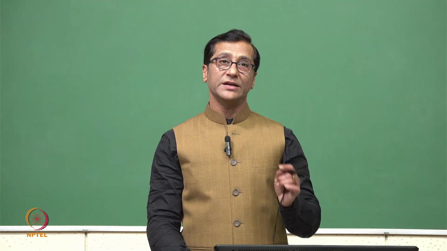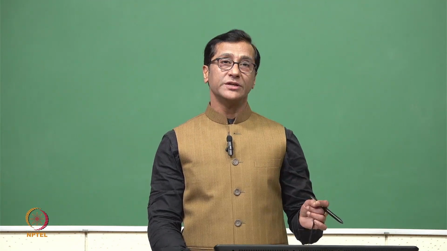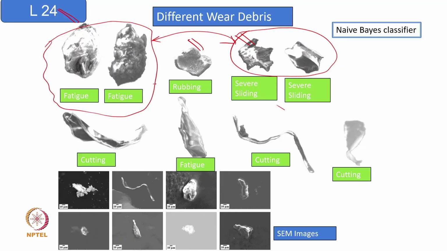That means after a lot of sliding, it comes out as a fatigue particle, which will have some sort of texture on the surface, some sort of micro grooves. The same thing happens with severe sliding also, but the depth of the groove will be on a higher side. So in lecture 24 we used this NAPBY classifier, and we classified the wear debris into cutting wear, fatigue wear, severe sliding wear, and rubbing wear, but there is some overlap.